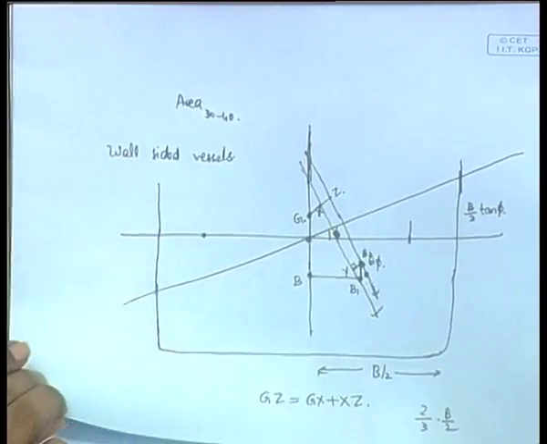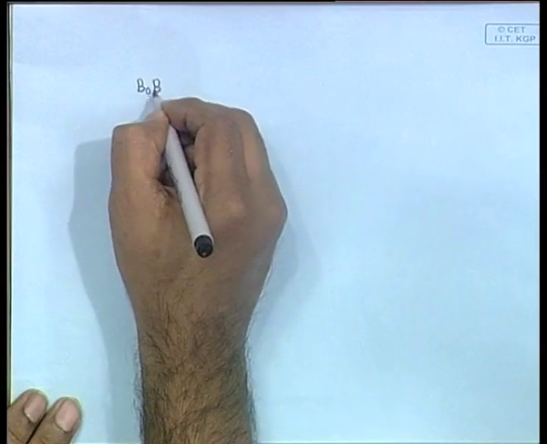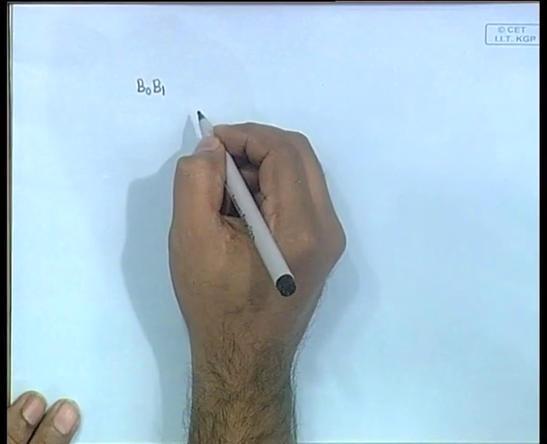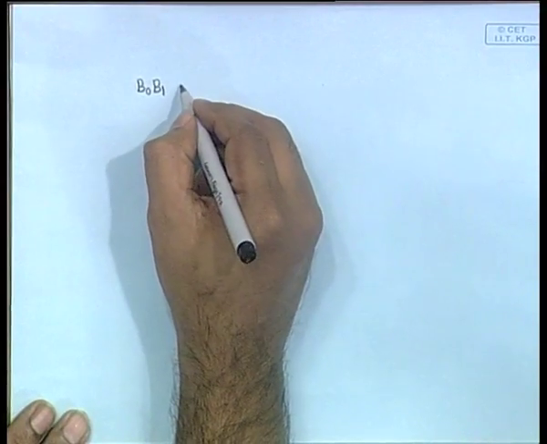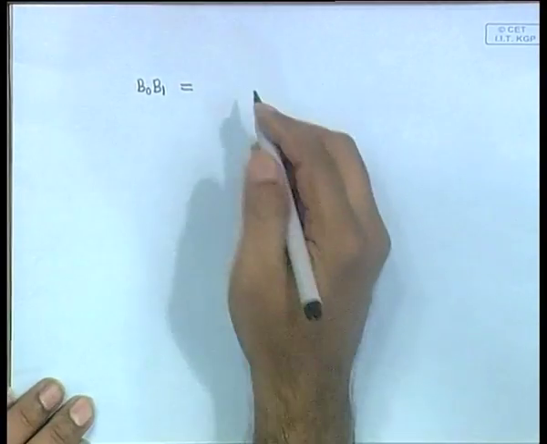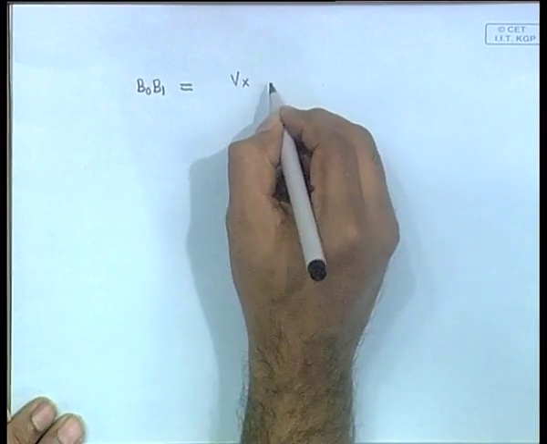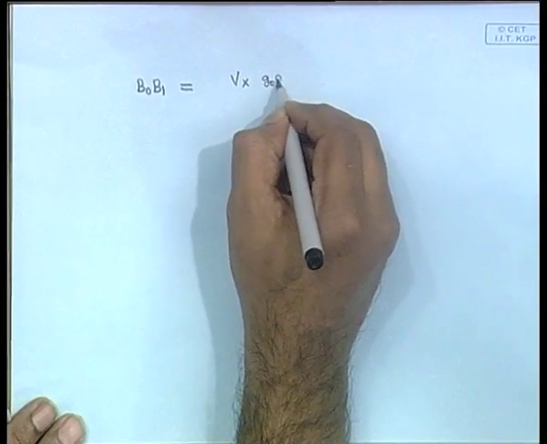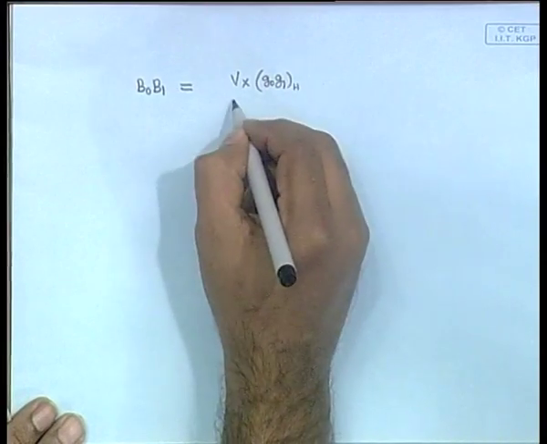Once you know these two things, I will just write the expressions. That is, the shift in the center of buoyancy of the whole ship, not for the volume wedge alone, for the whole ship, the shift B 0 B 1 is given by V, the volume of the wedge, into G 0 G 1, let us assume to be the shift in the... okay, I will explain.